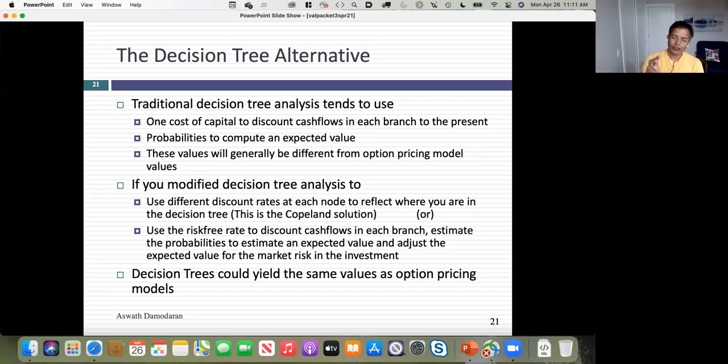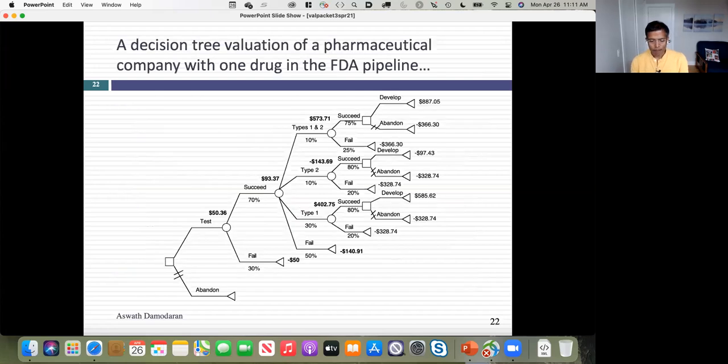The one thing about decision trees is at each stage we have time, you've got to do discounting, and if your risk changes across the decision tree, it's not easy to do. But I'm saying if you don't like to use option pricing, there's a way in which you can use decision trees to arrive at pretty much the same answer.